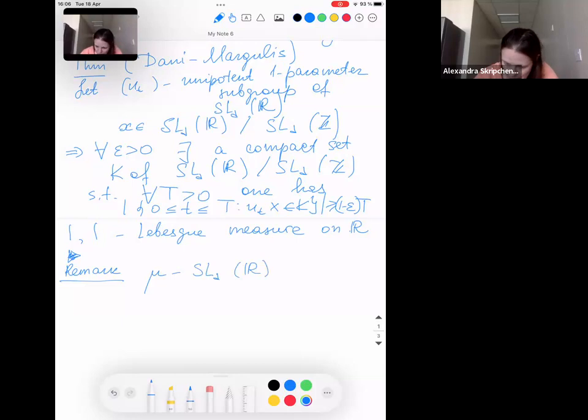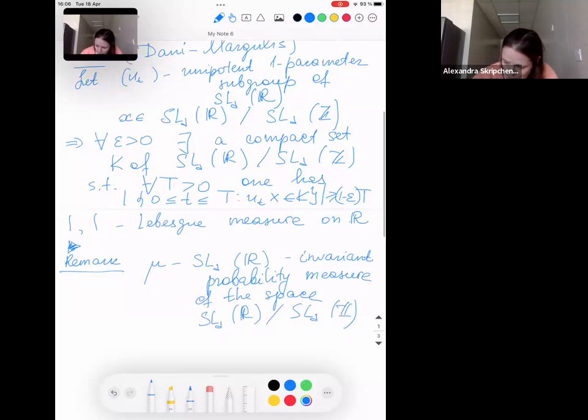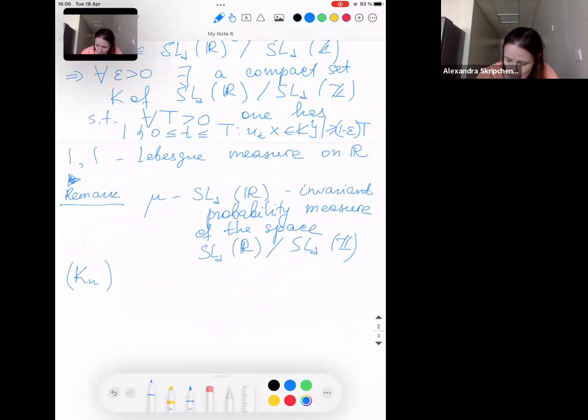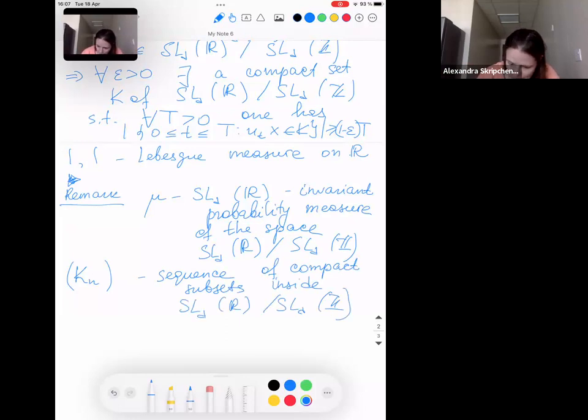Say we put a probability measure mu on the factor space SL_d(R) over SL_d(Z), so it's an SL_d(R) invariant probability measure. And you may consider a sequence of compact subsets K_n inside of this set SL_d(R) over SL_d(Z), such that their measure goes to 1 when n goes to infinity.